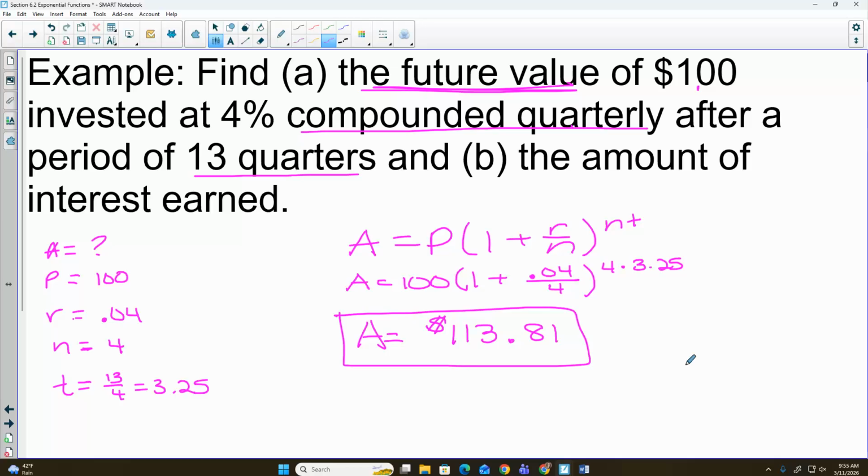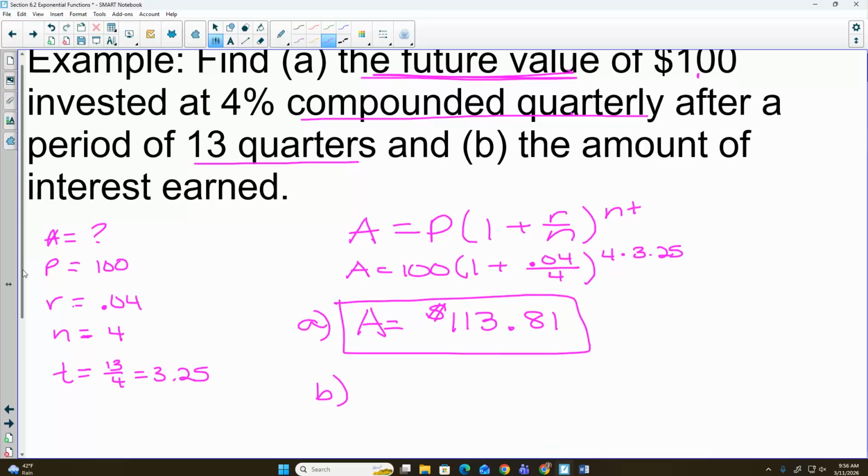Okay. Yeah, parentheses make a difference. All right, this one asked me 2 questions. That's part A, the future value. Part B asks me, how much interest have I earned? I currently have $113.81. I started with $100.